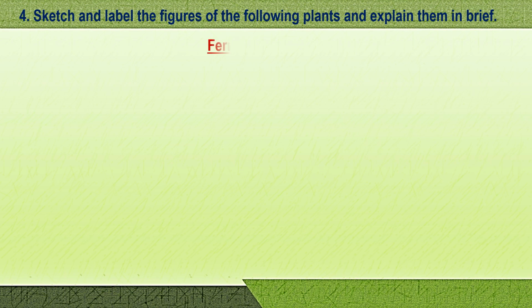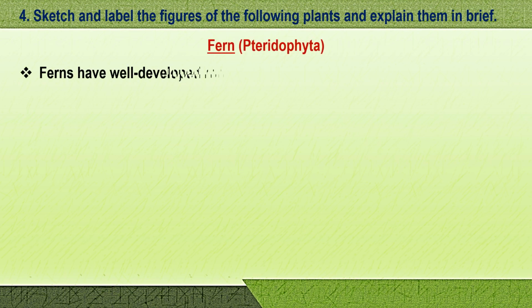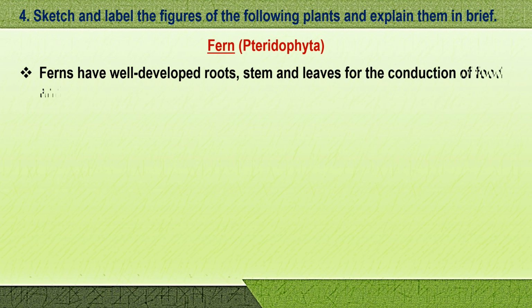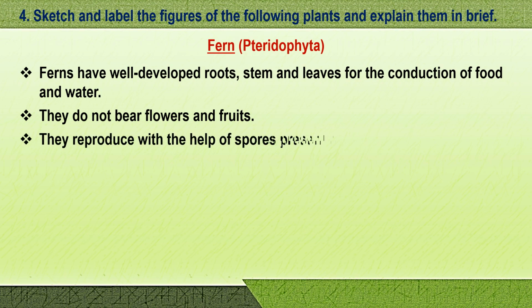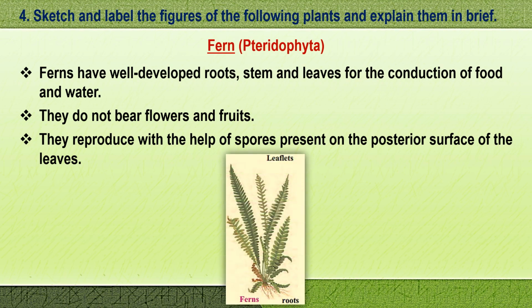The diagram and explanation of fern belonging to Pteridophyta. Ferns have well-developed root, stem, and leaves for the conduction of food and water. They do not bear flowers and fruits. They reproduce with the help of spores present on the posterior, or the back, of the leaves. And this is the diagram of fern.